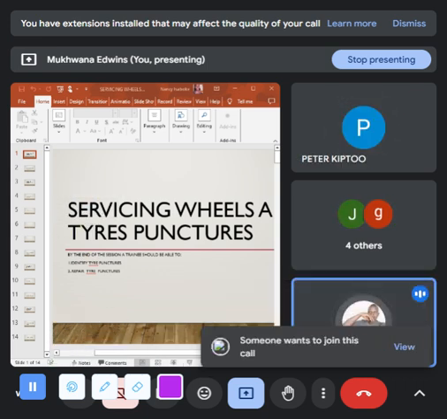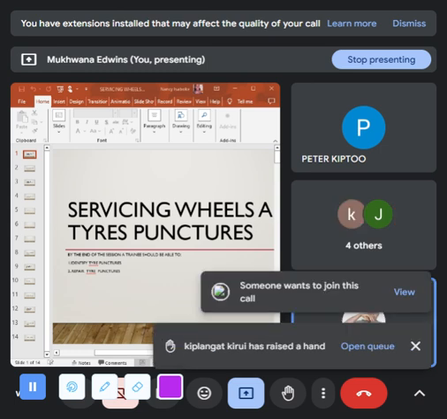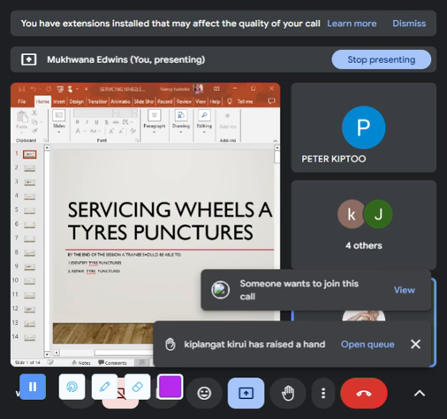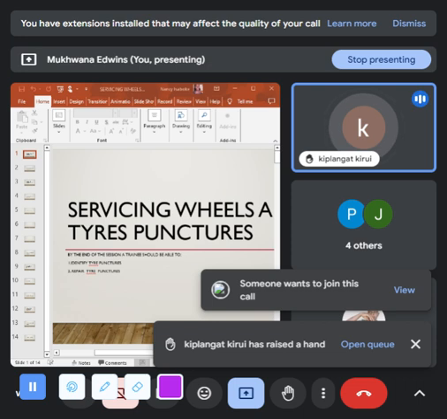Okay, on our previous lesson, we talked about the function of a tire. Who can tell us some of the functions of a tire that we discussed? Yes, Kiplagat. Assist the car to move. Yes, it assists the car to move. What else did we talk about? Function of tire, please.